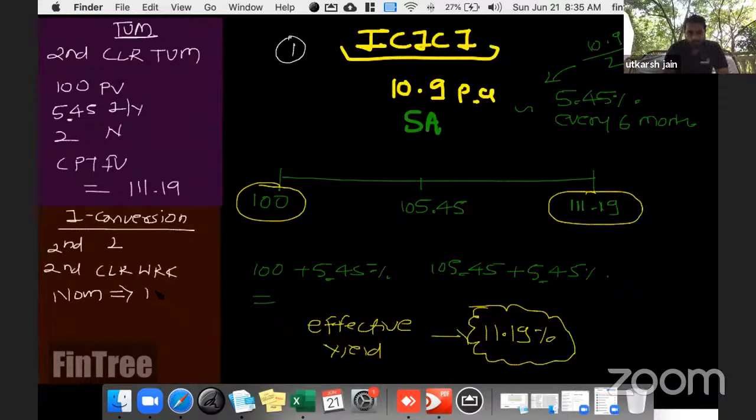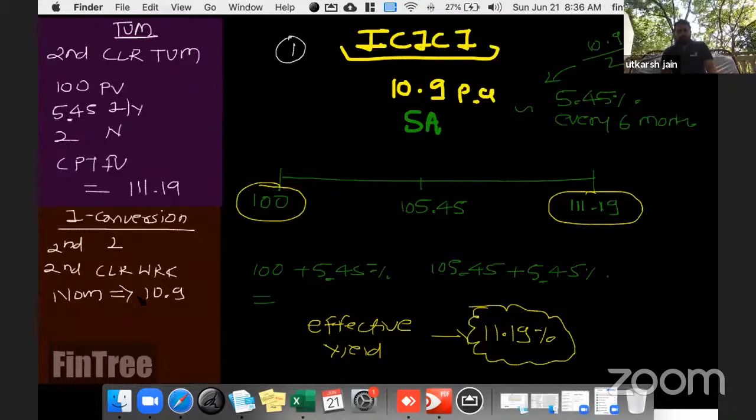So 10.9, and then hit the enter button. Enter button is in the first row. So what you should be able to see is nominal is equal to 10.9. I hope we are all together with this. So what bank gave us 10.9. Now press downward arrow once.